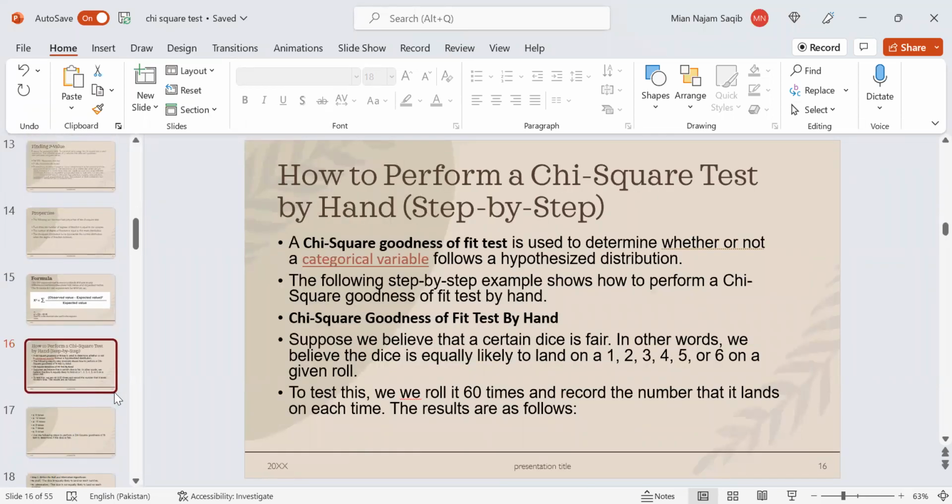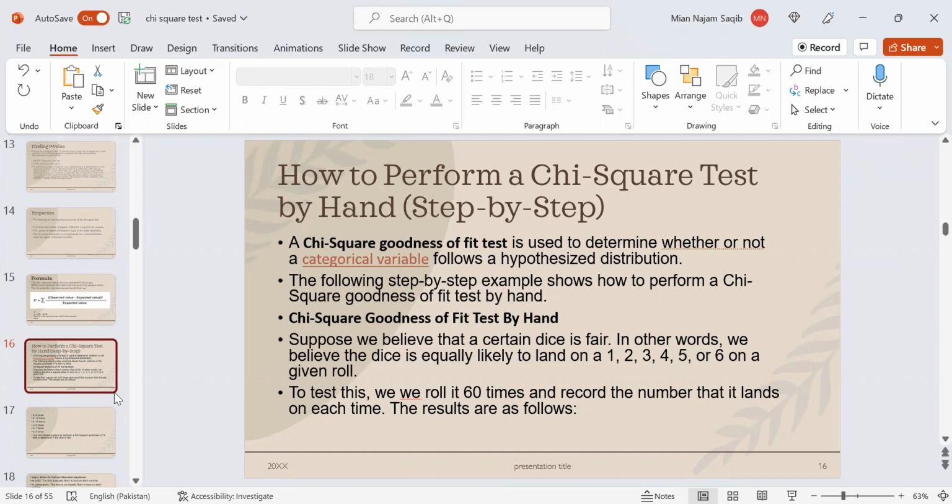How to perform a chi-square test by hand, step by step. A chi-square goodness of fit test is used to determine whether or not a categorical variable follows a hypothesized distribution. The following step-by-step example is going to show you how to perform it by hand. Chi-square goodness of fit test by hand.